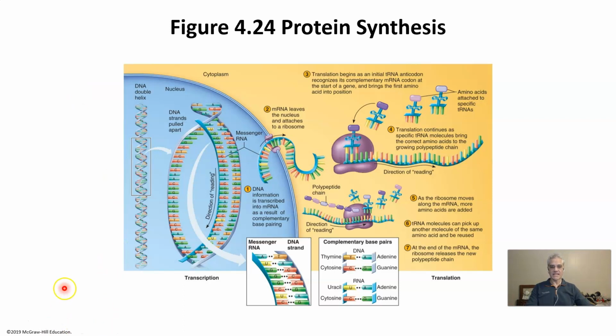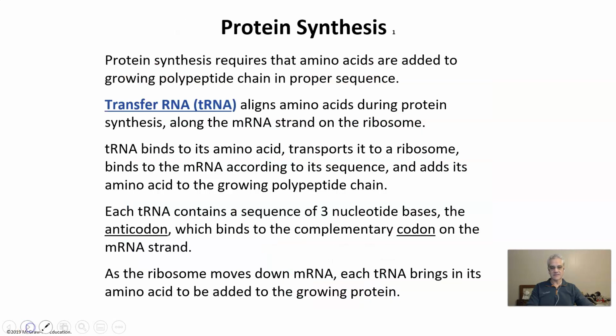And so on. So this is what I just said. Protein synthesis requires that amino acids are added to a growing polypeptide chain. Polypeptide chain simply means when we add amino acids one to the next, that is called a polypeptide.